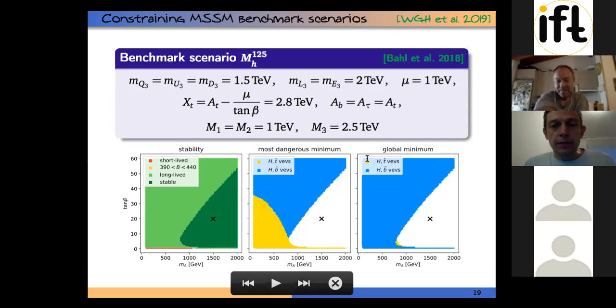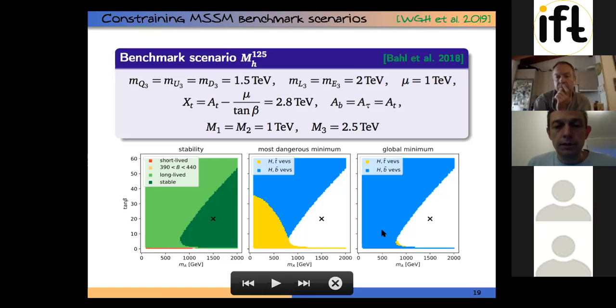Now we classified the global minimum here on the right side. The global minimum is basically determined by Higgs and sbottom vevs in blue. The Higgs and stop vevs are only the small yellow edge here. And the so-called most dangerous minimum we show here. So there, this lower left corner is indeed a case where the stop vevs are important, in the sense that the tunneling from the electroweak vacuum to the minimum that has Higgs and stop vevs is shorter than the tunneling to the global minimum.